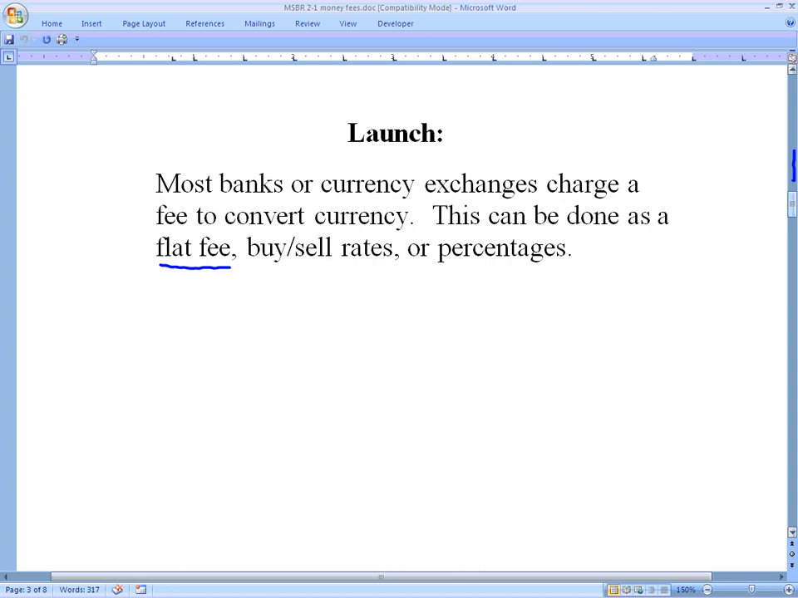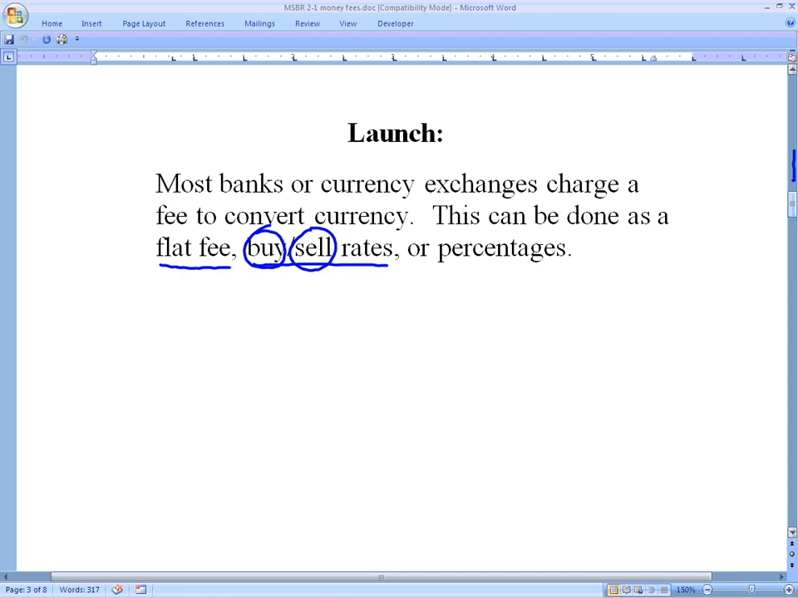You can also do it with buy-sell rates. What this means is depending on whether you are buying currency or selling currency, selling meaning you're bringing it to them, buying meaning you're getting it from them, there's a different rate involved. And they basically build in a percentage already. So they just slightly alter the actual currency conversion rate to factor in a little profit for them.